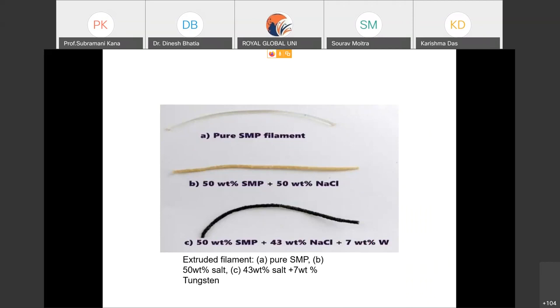This is the filament we got from the twin screw extruder. This is a pure SMP shape memory polymer filament, and then one with 50% sodium chloride, and one with 43% sodium chloride and 7% tungsten. These are the filament wires that we got.